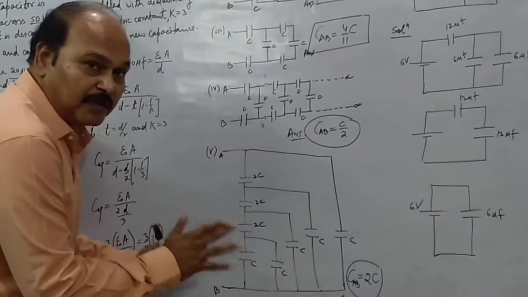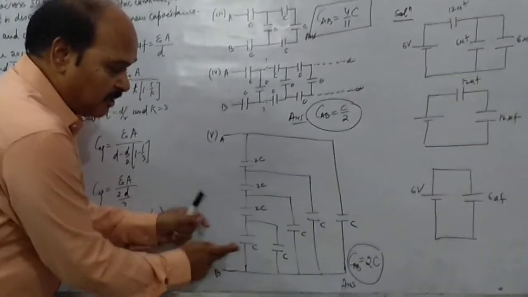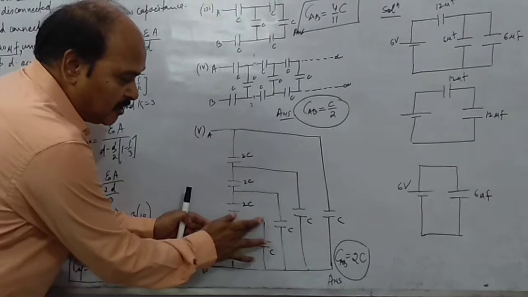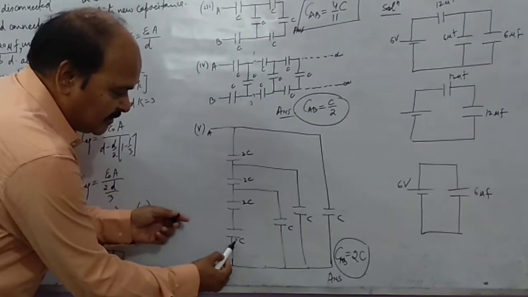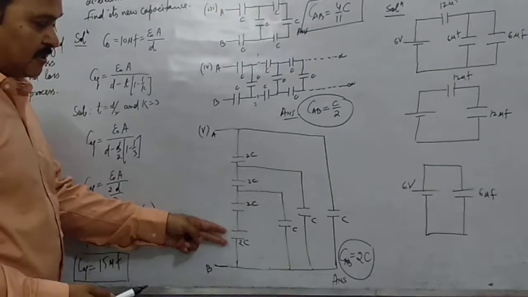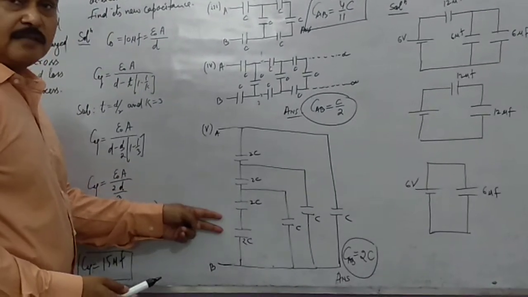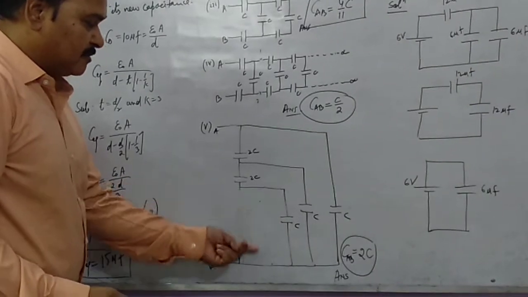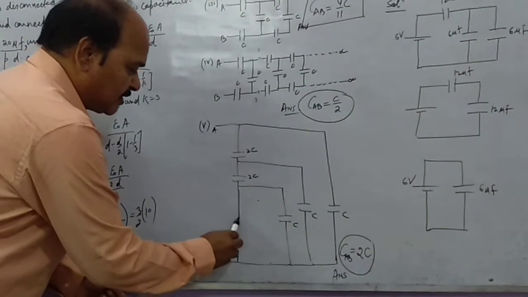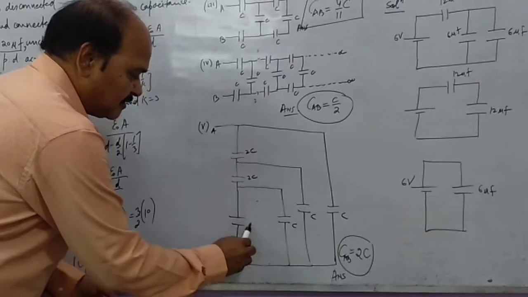So what is the equivalent of C and C in parallel? Please look over the board very carefully. Equivalent of C and C in parallel is 2C, written like this. Now this 2C and 2C, they are in series. So what is their equivalent? Value of 1 divided by their number. So 2C divided by the number, which is 2, the equivalent is C.